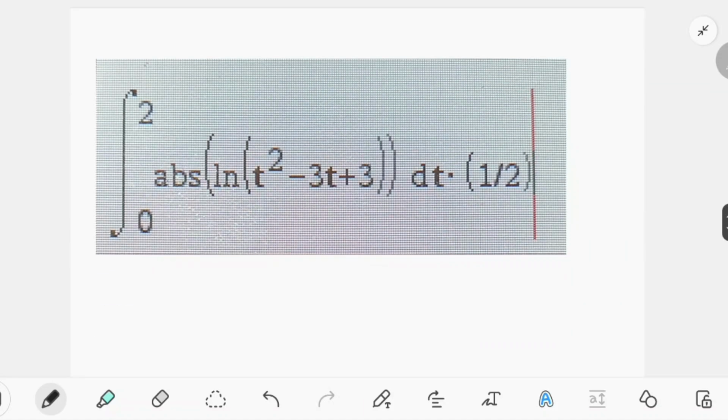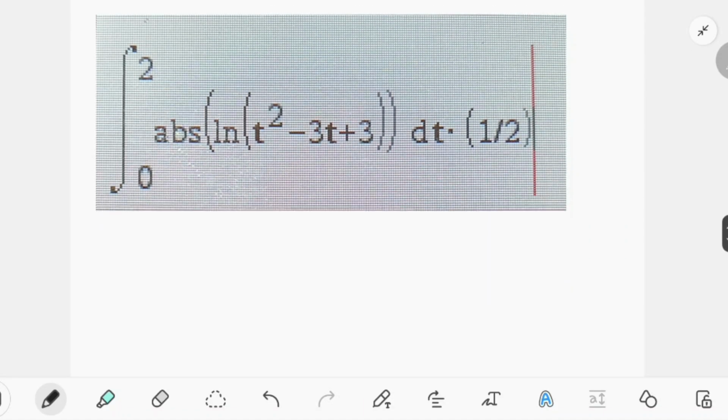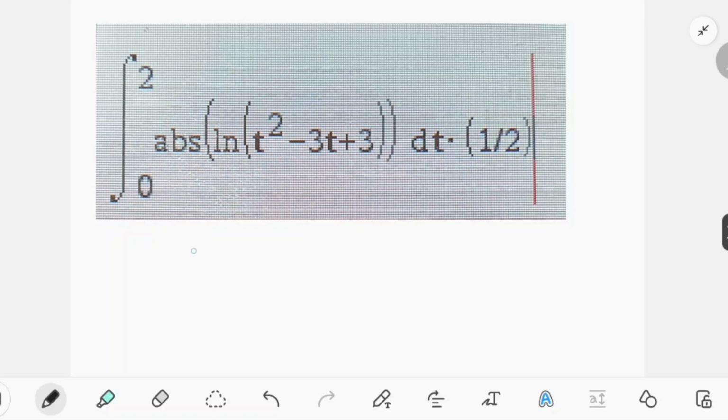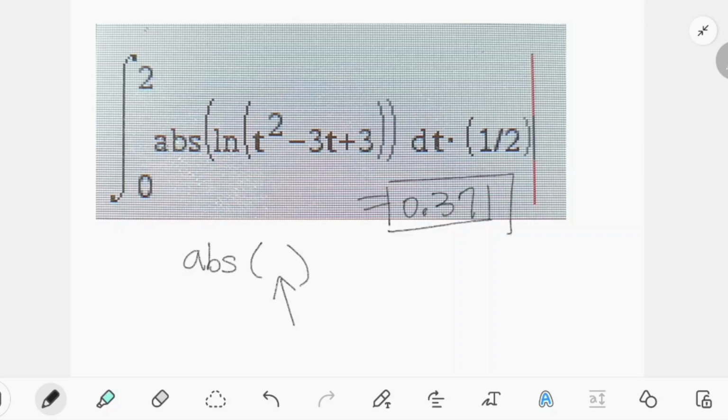Type this in your calculator and it should look like this. To type absolute values, just simply enter ABS parenthesis, and inside this parenthesis type whatever you want to find the absolute value of. When you hit enter, the answer should be 0.371. So that's the answer to part G.